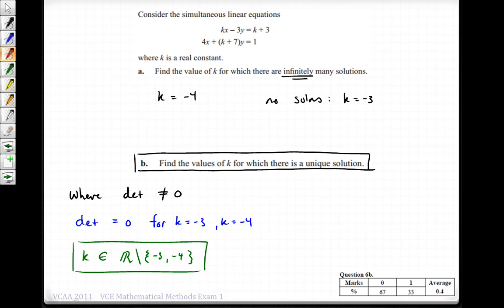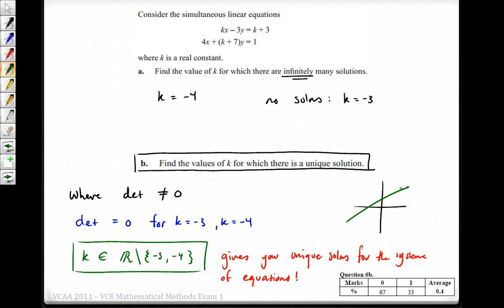It will give you unique solutions for the system of equations. That is, they would at some point intersect at a unique solution.